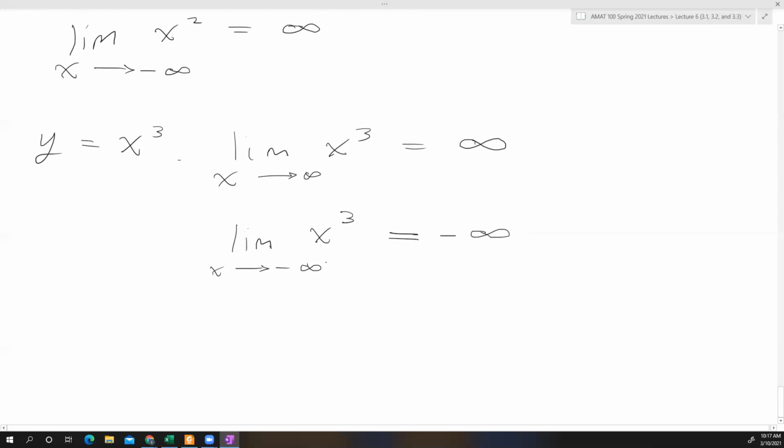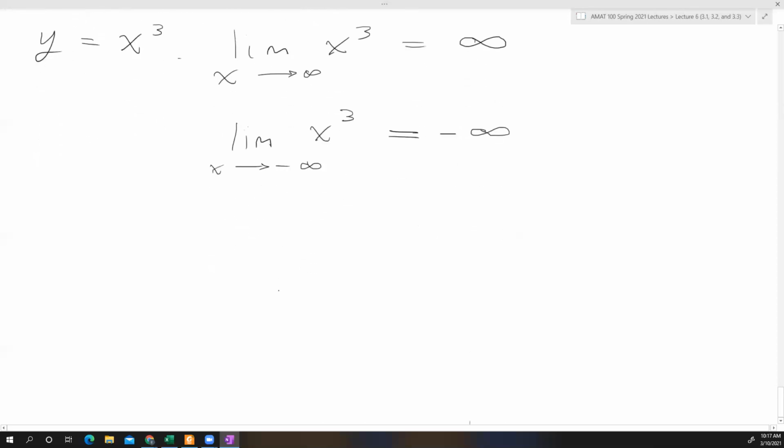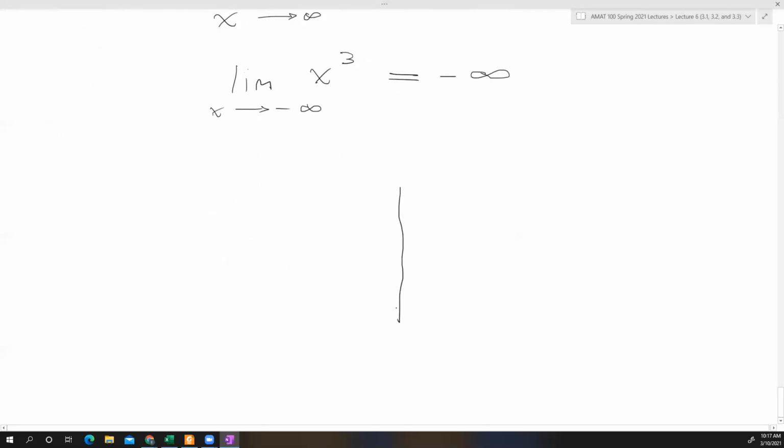The point, though, is that if you plug in negative 10 and cube that, you get a big negative number. You get 10 times 100, 1,000, so negative 1,000. And then if you plug in negative 100, you get a bigger, quote unquote, negative number. So this limit is going towards negative infinity. And that's clear from the graph. If you plot x cubed, you get something like this. Not quite.